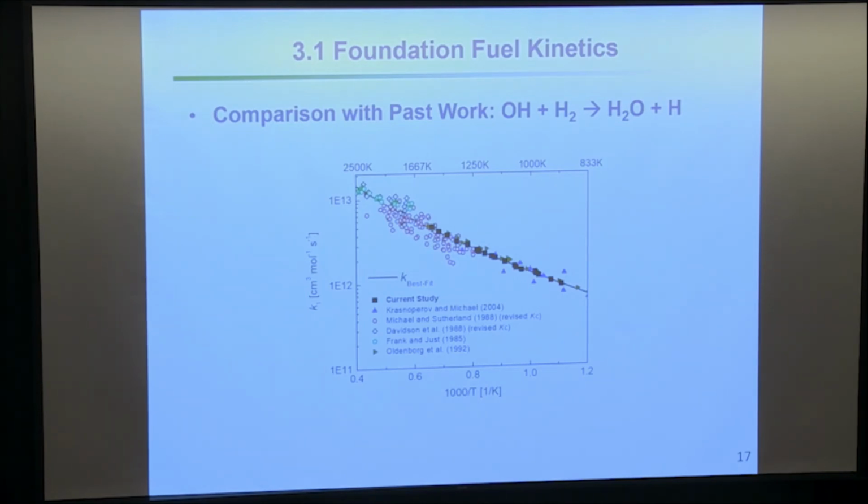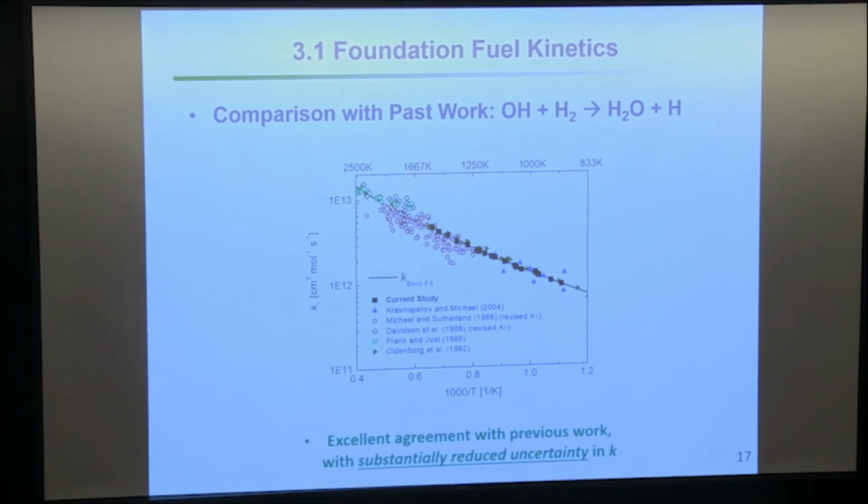All these other people used other methods, usually atomic resonance absorption spectroscopy. So gradually over time, what happens is we're getting more and more accurate rate constants. Gradually, they get better and better and better. And once they're determined, they shouldn't be changed.